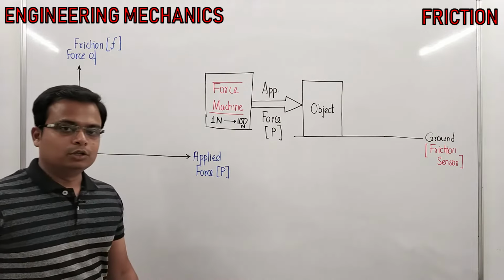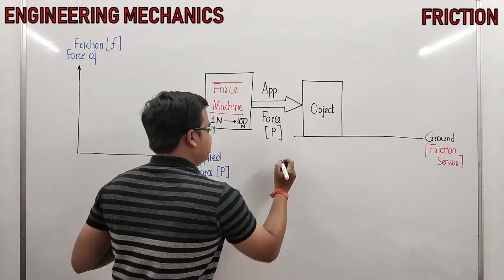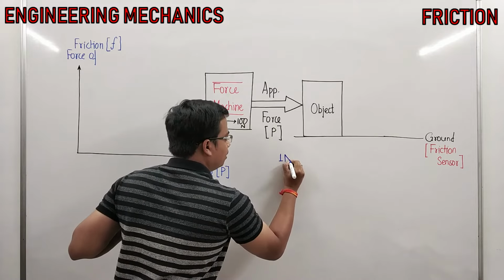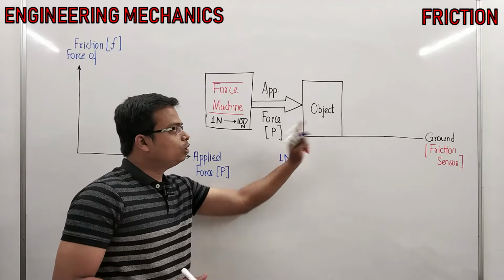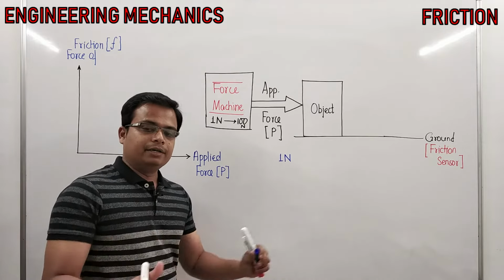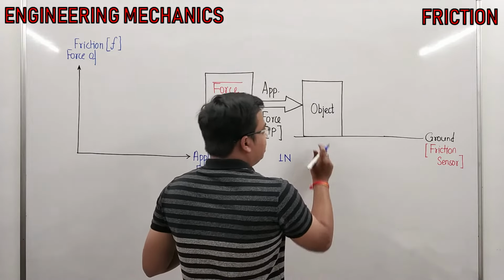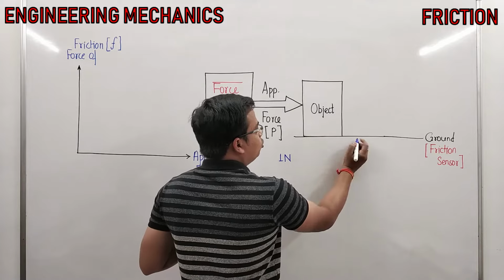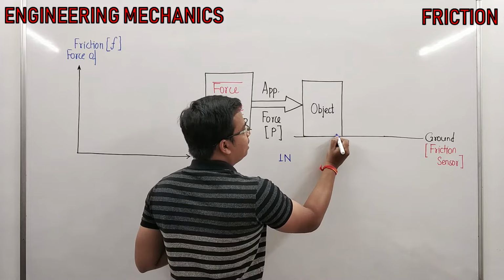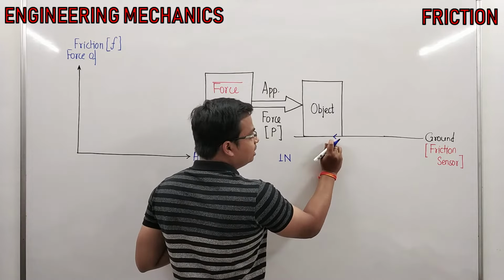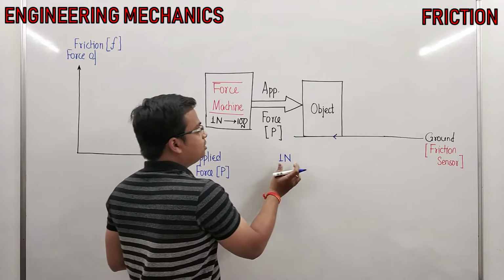So what are we going to do? We are going to start the machine. So the machine starts and it immediately applies a force of, let's say, 1 Newton. What happens? What we observe is that the object stays where it is. It does not move. Why does it not move? The reason is that as soon as you apply a force of P equal to 1 Newton, there is automatically a force which sets itself up, opposite to that of the motion, which is equal to 1 Newton.